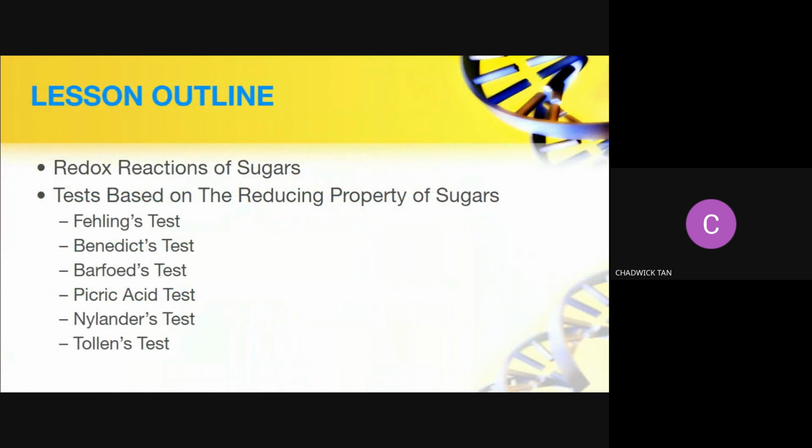Okay, so regarding sa test ng carbohydrates, we have these following tests. We have the Fehling's test, the Benedict's test, Barfoed's test, picric acid test, Nylander's test, actually di natin nagawa yan. Yung Tollens test din di natin gawa.